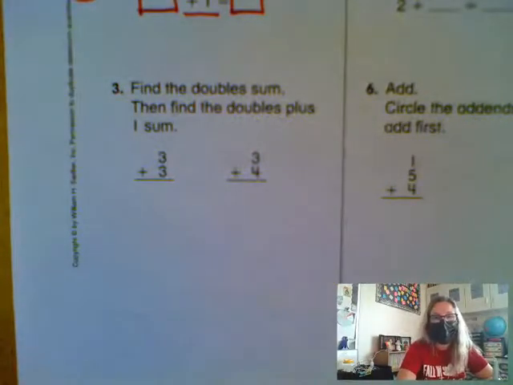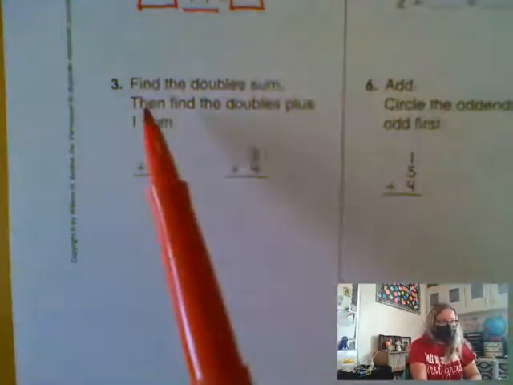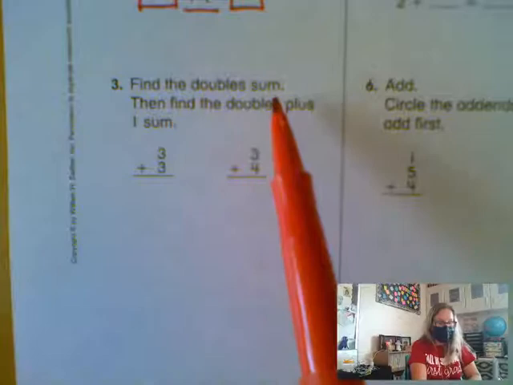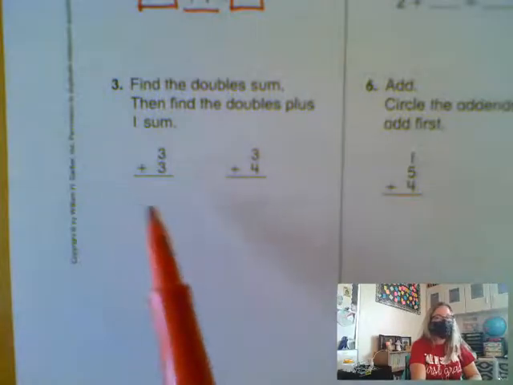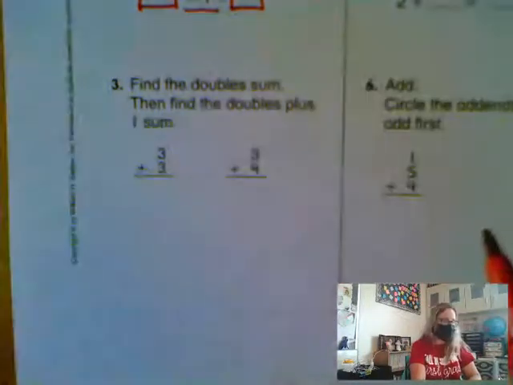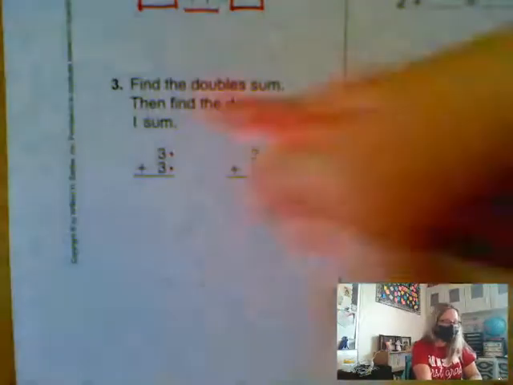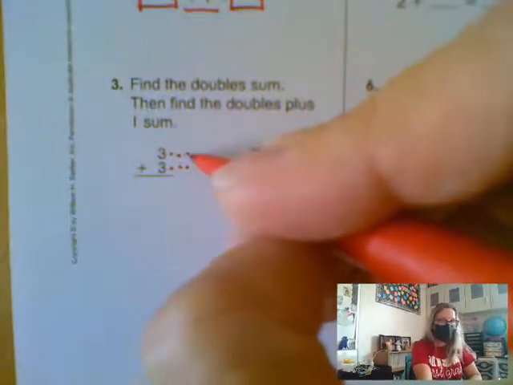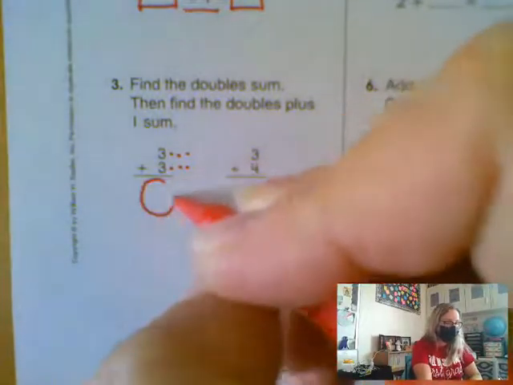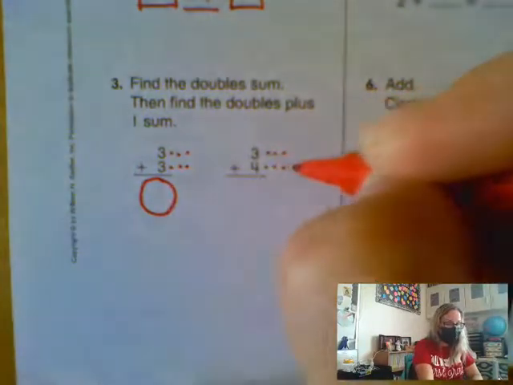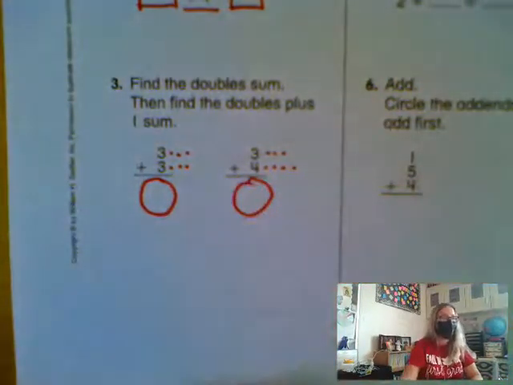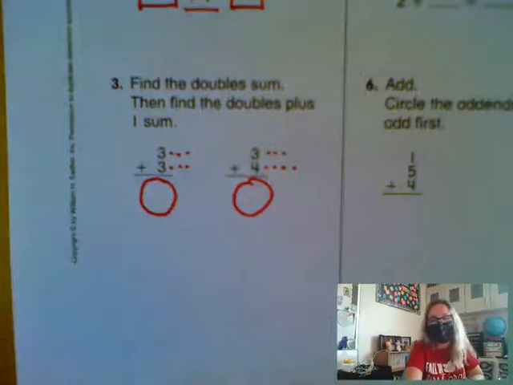All right, looking at number 3. Number 3 says, find the doubles sum, then find the doubles plus 1 sum. So they just want you to write the answers to these 2 addition problems. This one's called a doubles because it's 3 plus 3. So you're just going to count up 1, 2, 3 plus 1, 2, 3 and put that total or that sum here. Then you're going to count up 1, 2, 3 plus 1, 2, 3, 4 and put that total or that sum here. Thumbs up when you are finished. And again, friends at home, anytime you need to pause, go ahead and pause.